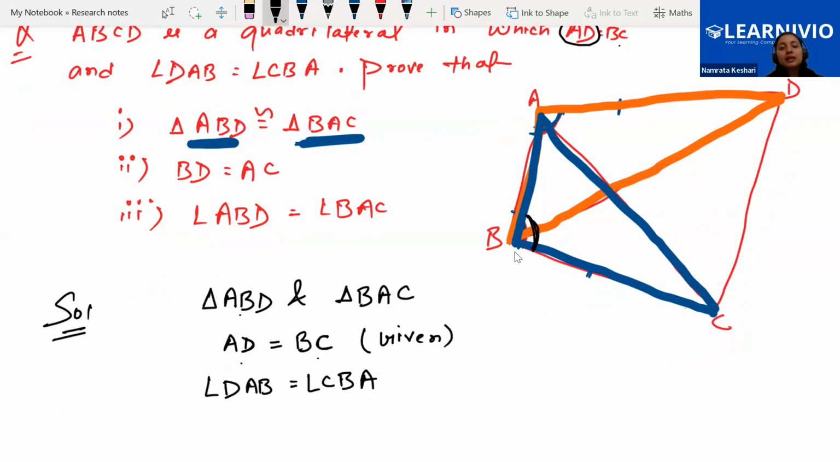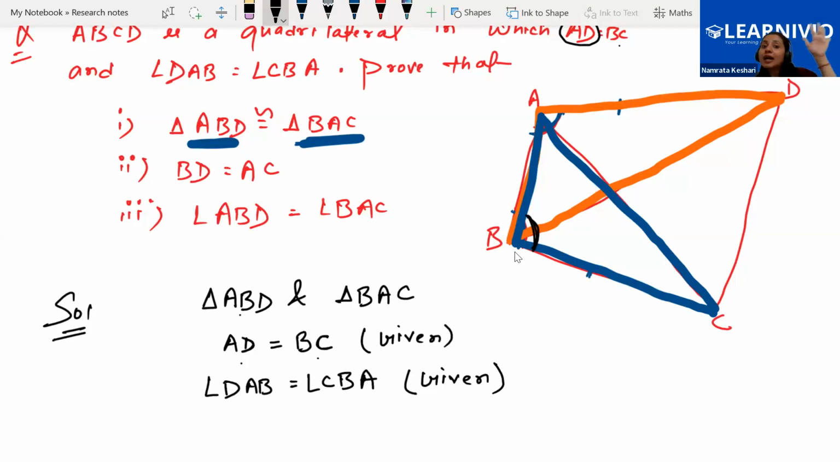Is it present like one of the angles in the orange triangle and the other angle in the blue triangle? Is it present like this? Yes, ma'am. Okay, it is present. So we will be writing yes, it is present and given. This information is also given.